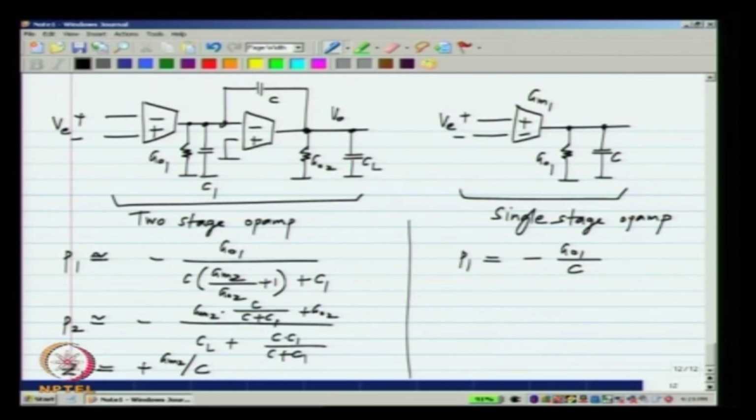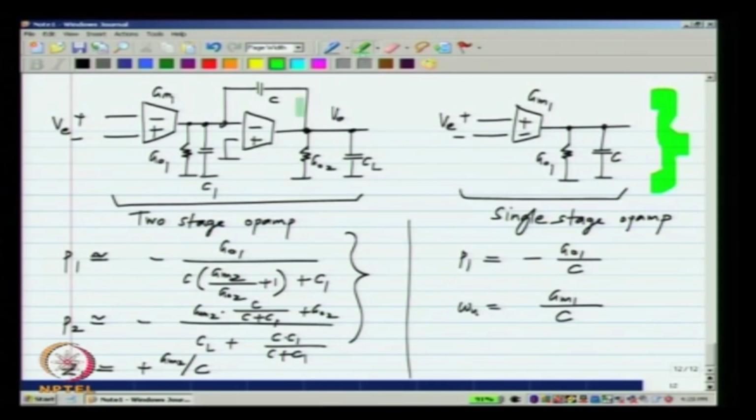Now, what is the unity gain frequency of the single stage op amp? That is nothing but GM1 divided by C. And what is the unity gain frequency of the 2-stage op amp? It is also GM1 by C, because after all recall how we came up with this topology. We have this transconductance GM1 whose output current is passed through this capacitor, by putting the capacitor in feedback around a second op amp, so that we form a current controlled voltage source.